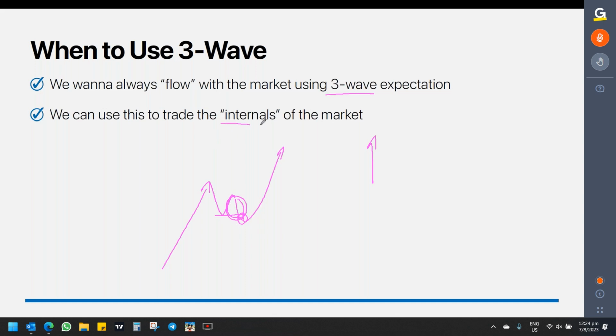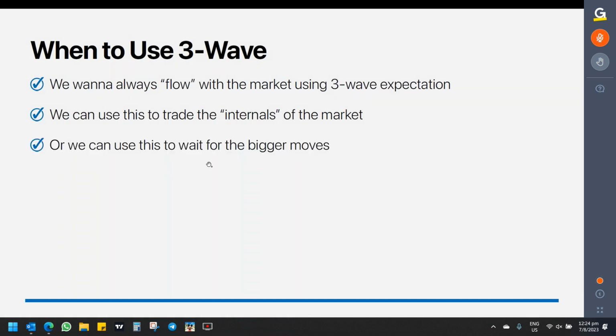But of course, can you trade an internal? As I mentioned, the answer is yes. You can still trade the short-term sell to the downside in this example. And of course, we can use it to wait for the bigger move. So this is very, very adaptive and very flexible depending on your trade style, depending on how you approach the market.